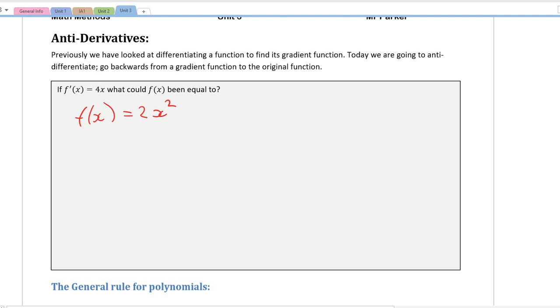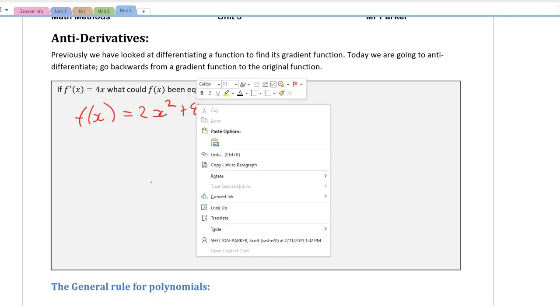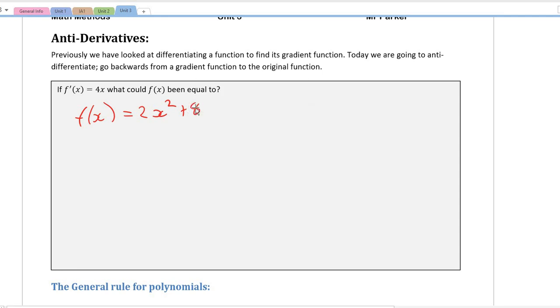So is that 100% what my original function was? No. There could have been an extra value. Because 2x squared does differentiate to 4x, right? That's 100% true. But so does 2x squared plus 8. So does 2x squared plus or minus 1 to infinity. What about plus 8.1?